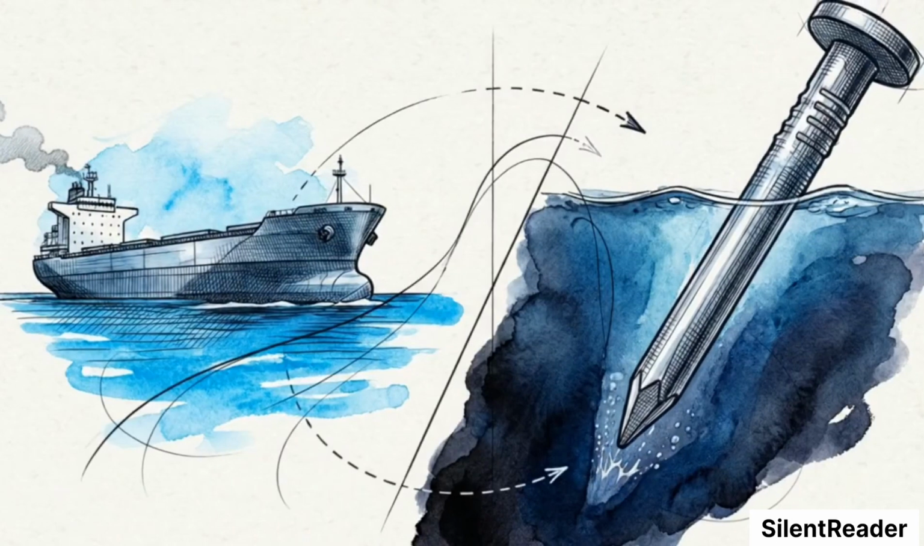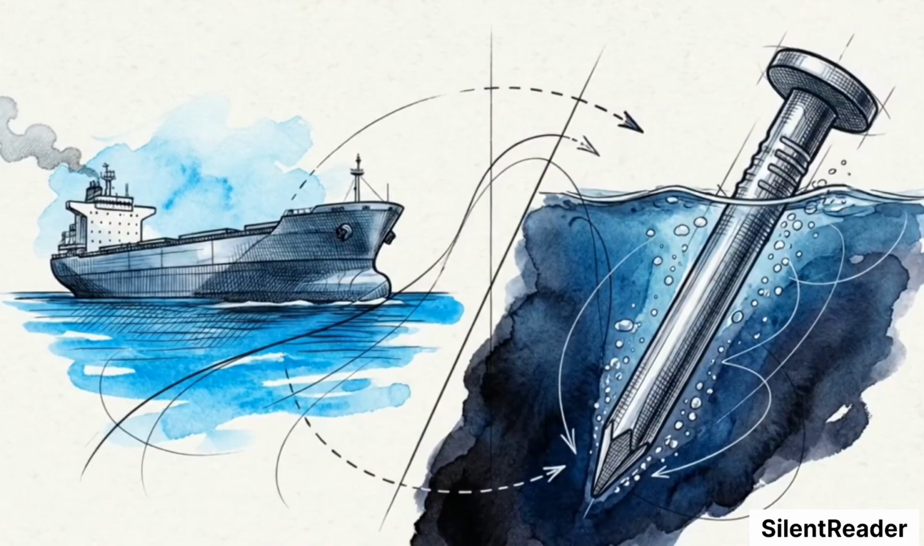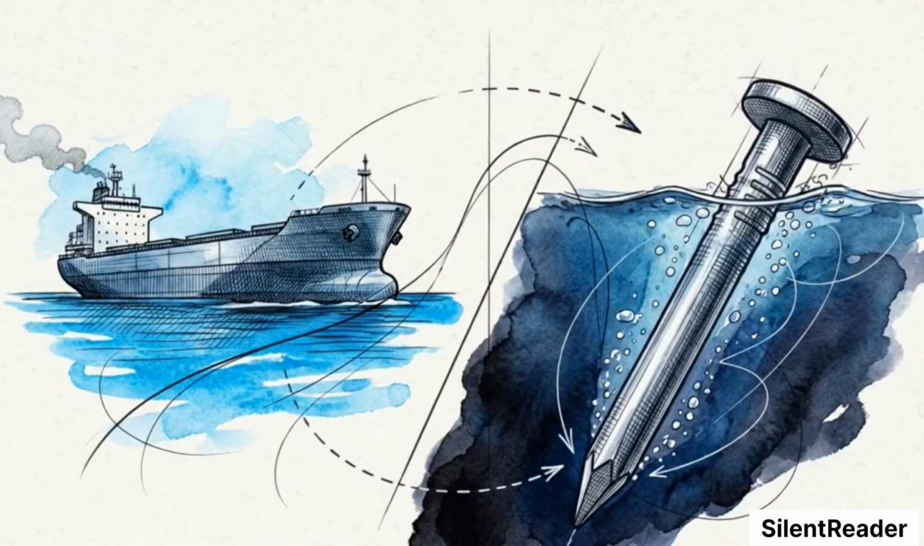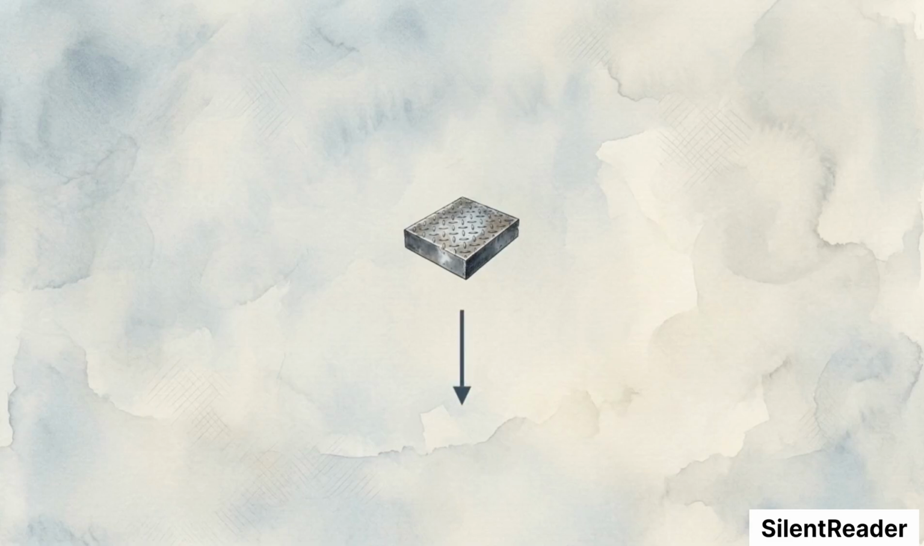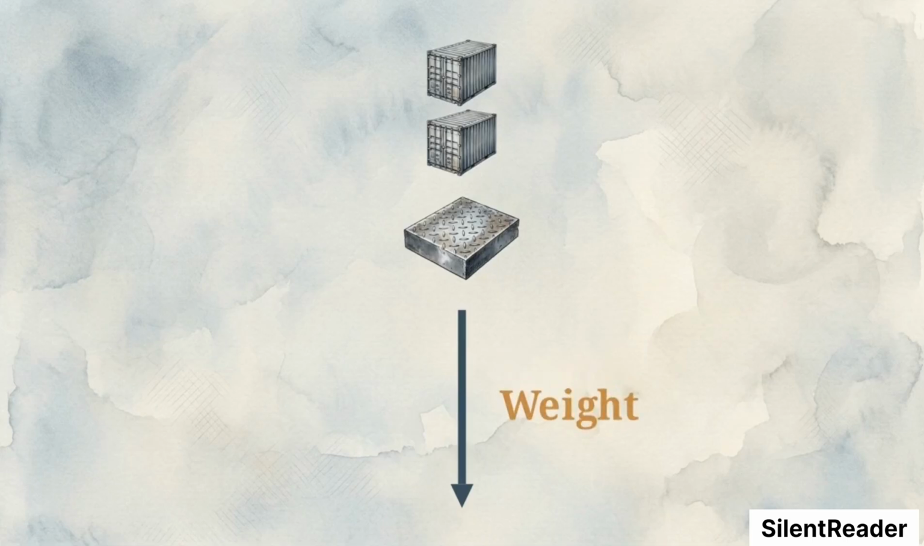A 100,000-ton cargo vessel glides effortlessly on the water, while a single steel nail weighing a fraction of an ounce sinks like a stone. Looking at this 3D vector diagram, we can see the baseline for every object on Earth. Everything experiences a universal downward pull toward the planet's center. We call this force gravity. As an object's mass increases, that downward force grows. The specific, measurable pull of gravity acting on a given object is exactly what we define as its weight.